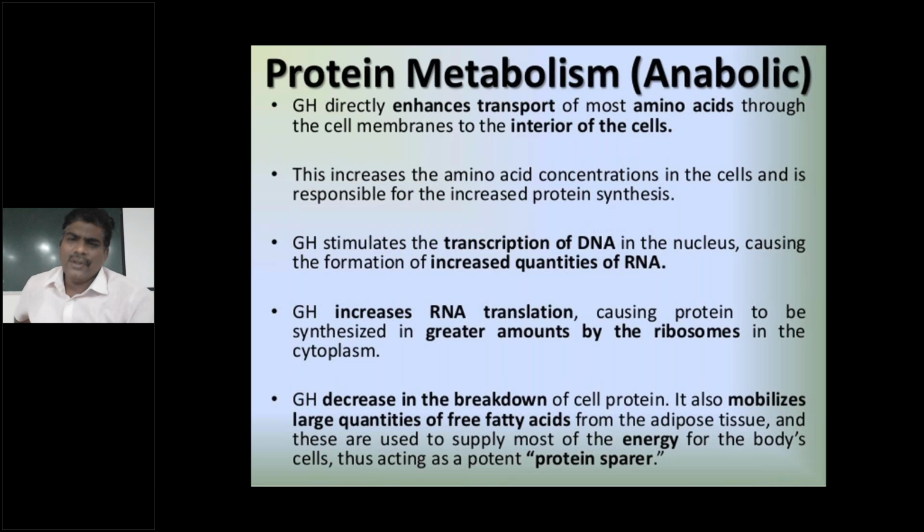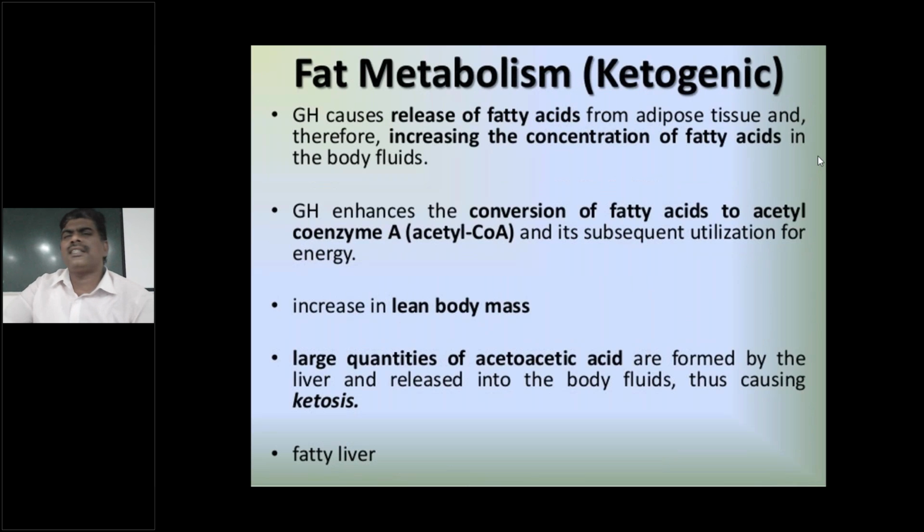This is all I told you. The growth hormone helps in the release of free fatty acids from the adipose tissue, and they are used to supply most of the energy for the body cells, thus acting as a protein sparer. So this is the role of growth hormone on protein metabolism. And let's see what the role of growth hormone on fat metabolism is.